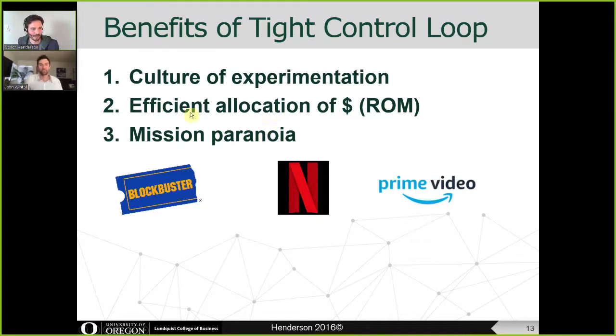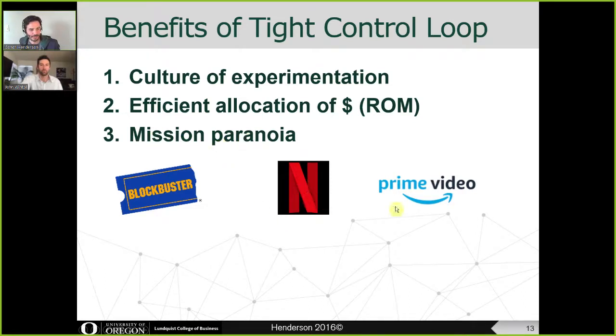So have your utilization of your assets higher. So return on assets, or in this case, return on marketing. You want to know, okay, we invested in this, or we tried this experiment, or hired this person. Is it being effective? And if not, what changes can we make to improve it? And then you can just be more mission focused.